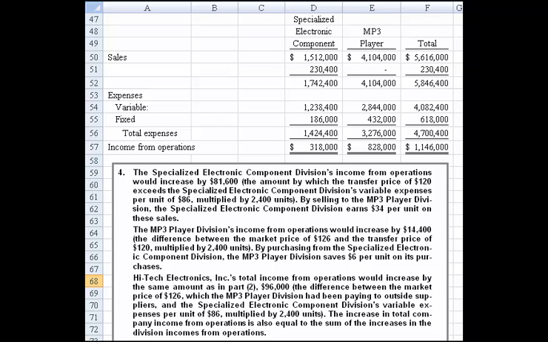Now, the company as a whole, its total income from operations would increase by the same amount as what we did in Part 2, $96,000. And that's the difference between the market price of $126, which the MP3 player division has been paying to outside suppliers, and now the new price of $86 multiplied by the 2,400 units. So the increase in total company income from operations is also equal to the sum of the increases of the two divisions that are impacted by the change in transfer pricing.